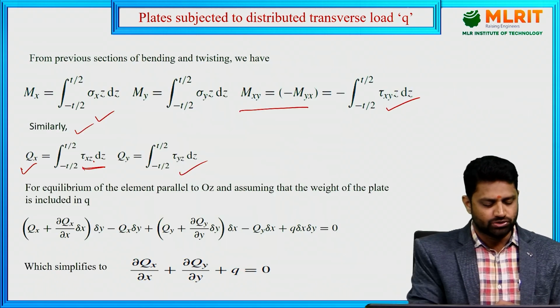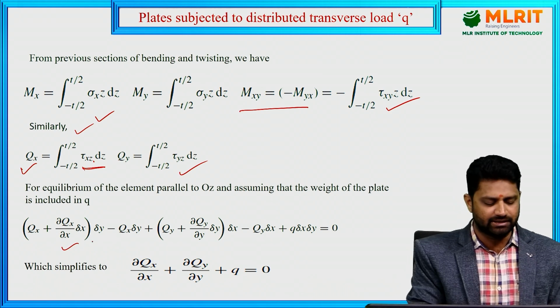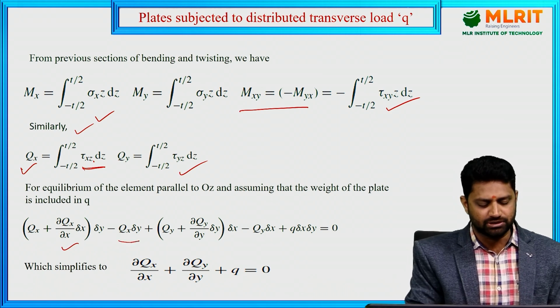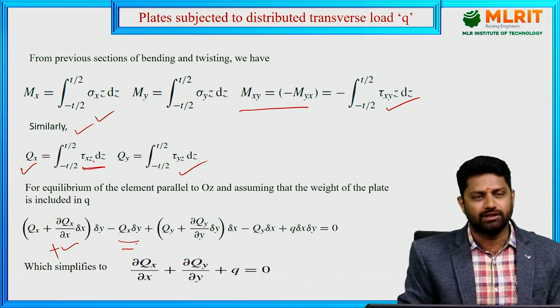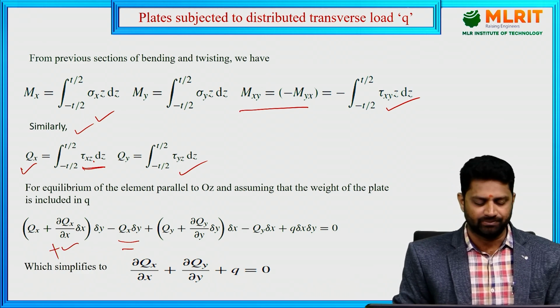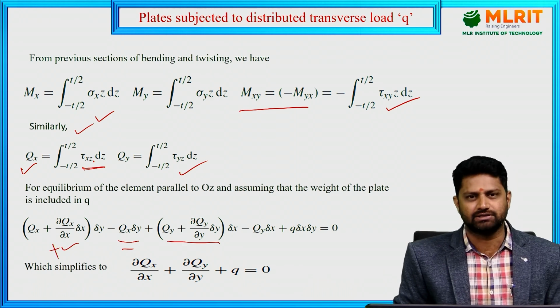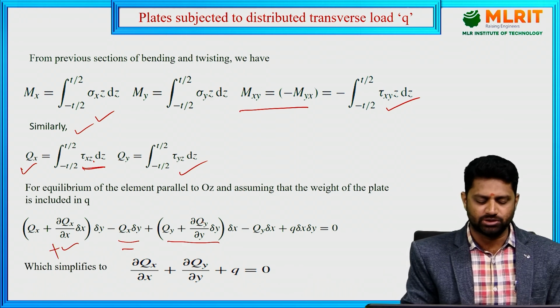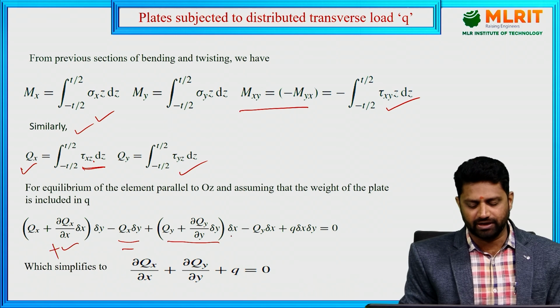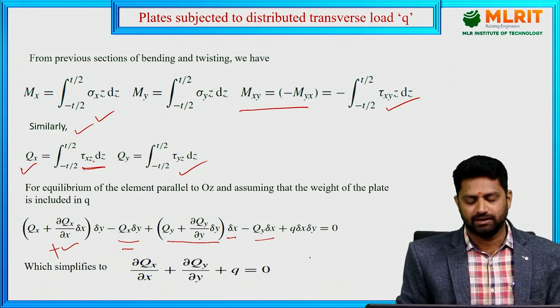Now Qx plus dou Qx by dou x into delta y, that is the Qx increment, and on the opposite edge, since we are considering this as positive, we can consider it as negative, minus Qx into delta y. Plus now the Qy increment is also acting downwards, which we consider as positive: Qy plus dou Qy by dou y into delta x, and on the other edge we get minus Qy into delta x.